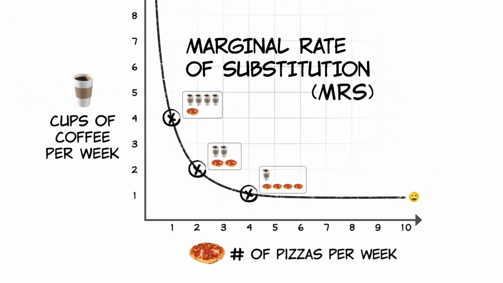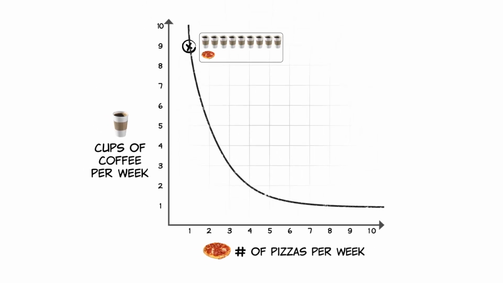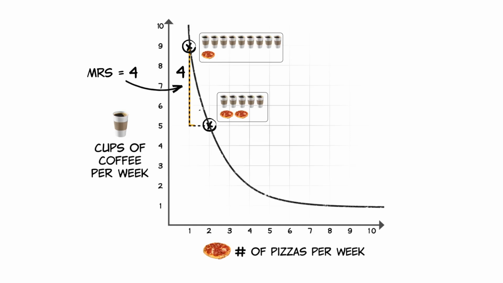The easiest non-calculus way to find the marginal rate of substitution at a given point on the indifference curve is to draw a straight line tangent to the curve at that point. For example, suppose you're considering this combination. Note, it has very few pizzas and many cups of coffee. The marginal rate of substitution is 4. This means that you are willing to forego 4 cups of coffee to consume 1 more pizza. As you move along the indifference curve and start consuming more pizza, your marginal rate of substitution falls.